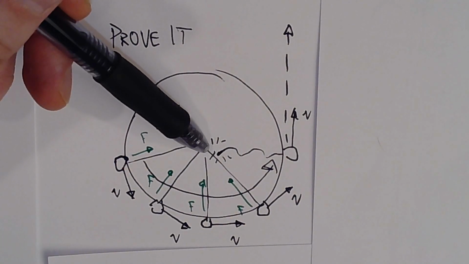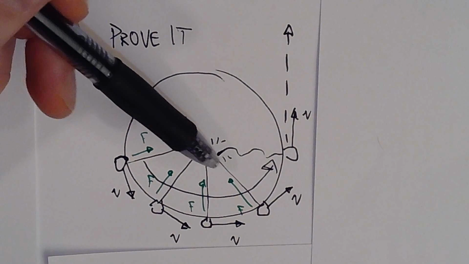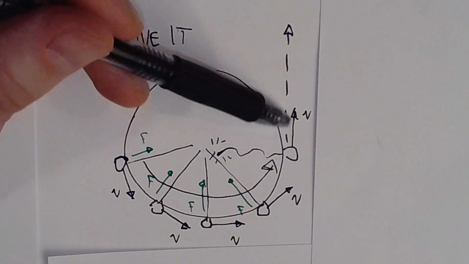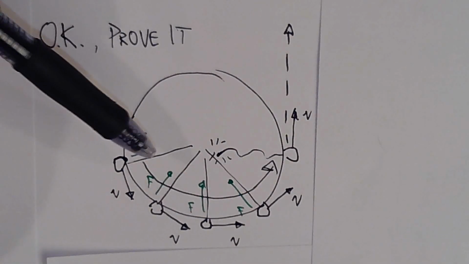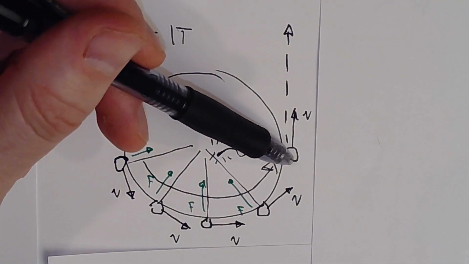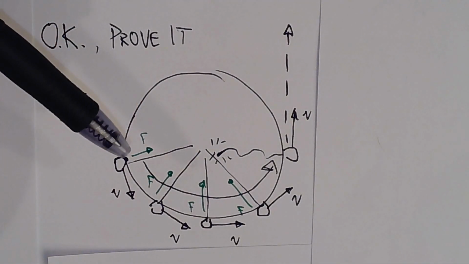Let go of the cable or the chain or whatever it is, and this object's going to fly off straight in this direction. A lot of people would think that it's going to fly off radially. It won't. The object has inertia. It's going to keep moving in the direction where it was going.